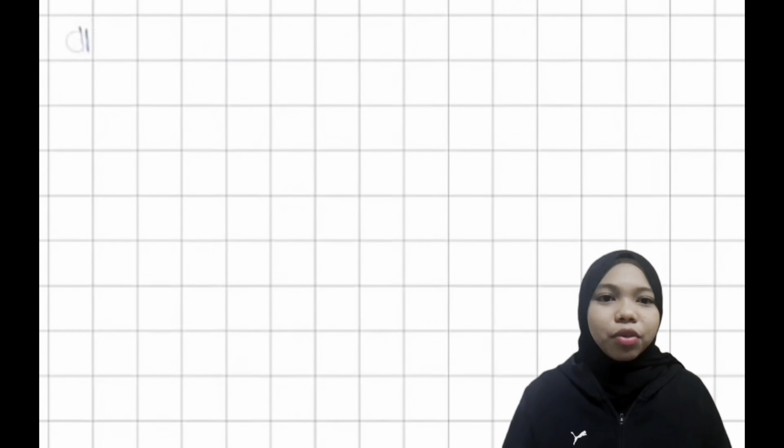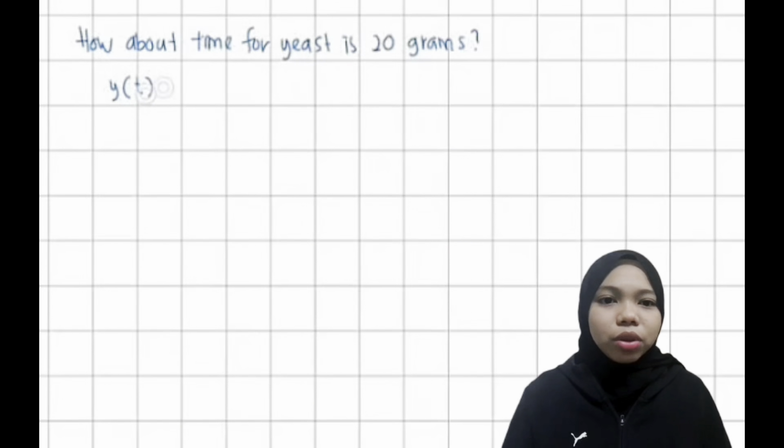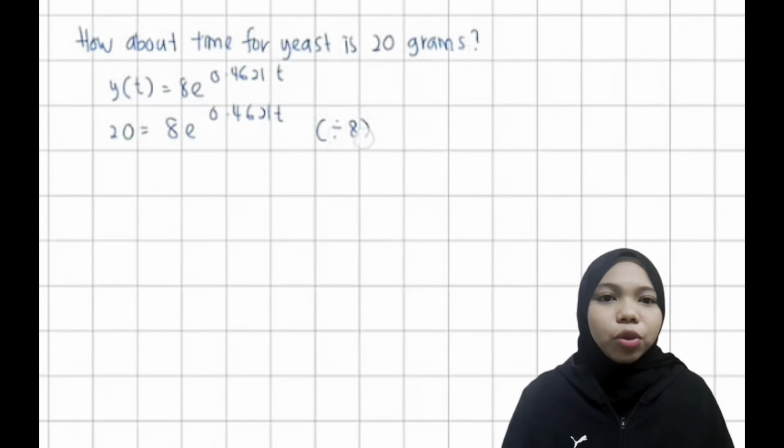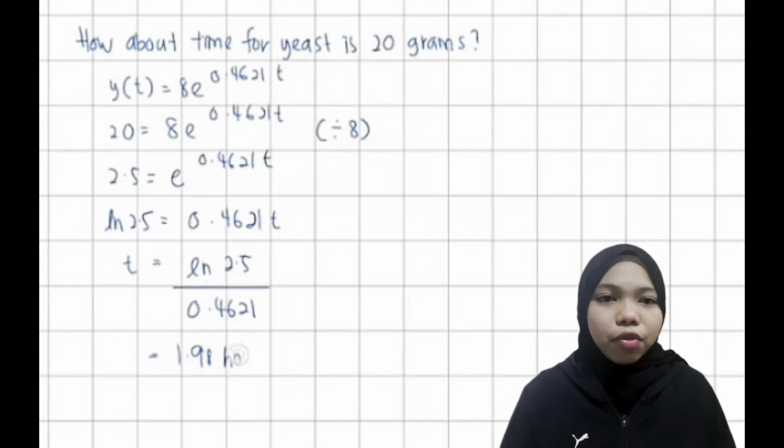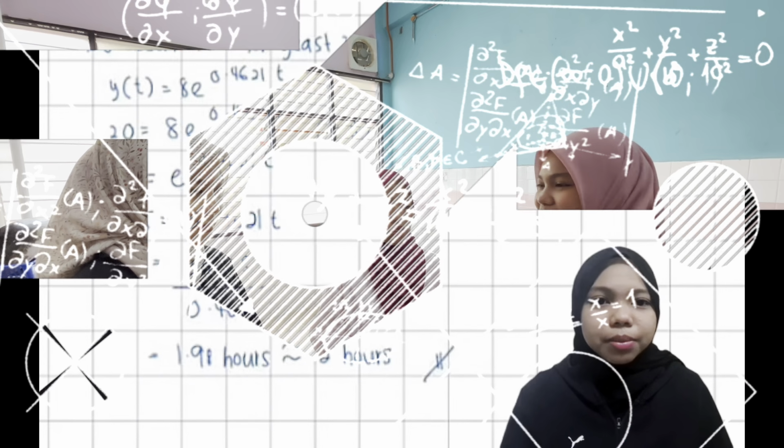To find the time for the yeast to reach 20 grams, we let y = 20. So 20 = 8e^(0.4621t). Dividing by 8 gives 2.5 = e^(0.4621t). Taking the natural logarithm, ln 2.5 = 0.4621t. Solving for t, t = ln 2.5 / 0.4621 = 1.98 hours. Therefore, it takes approximately 2 hours for the yeast to grow to 20 grams.